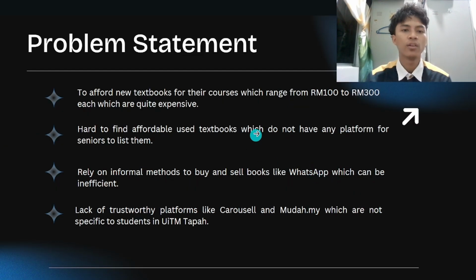Students struggle to afford new textbooks for their courses, which range from RM100 to RM300 each, which is quite expensive. It is hard to find affordable used textbooks as there is no platform for students to display them. They rely on informal methods to buy and sell books like WhatsApp, which can be inefficient. There is a lack of trustworthy platforms, like Carousell and Mudah.my, which are not specific to students in UiTM Tapah.